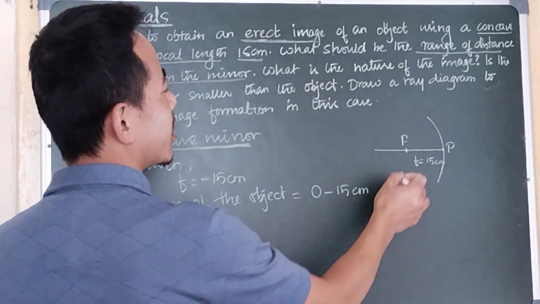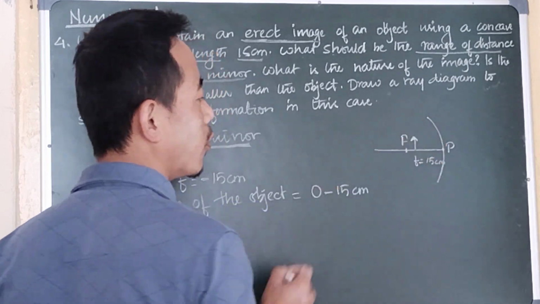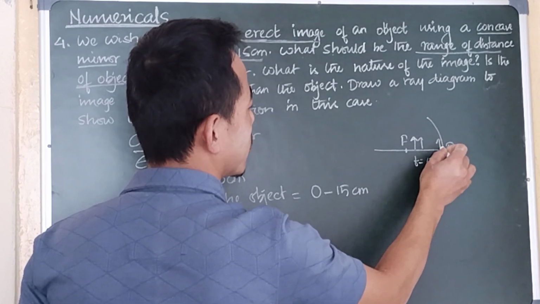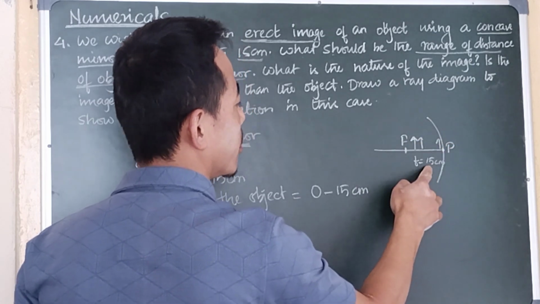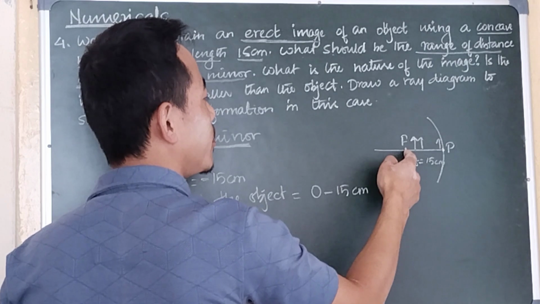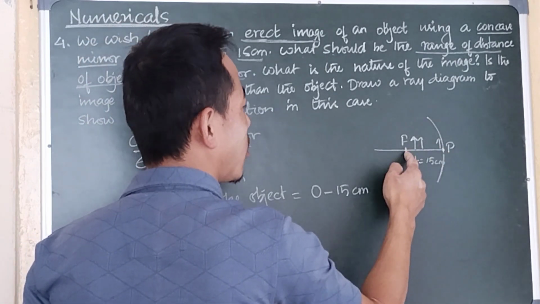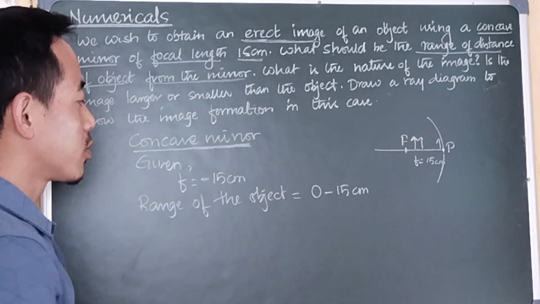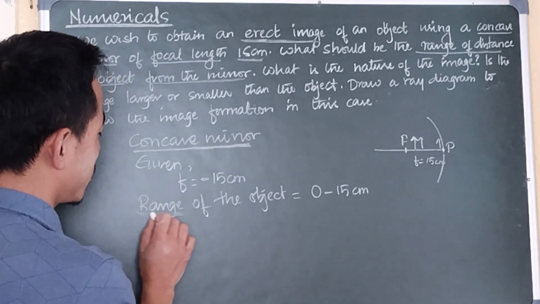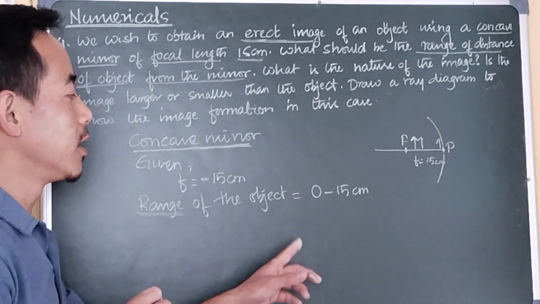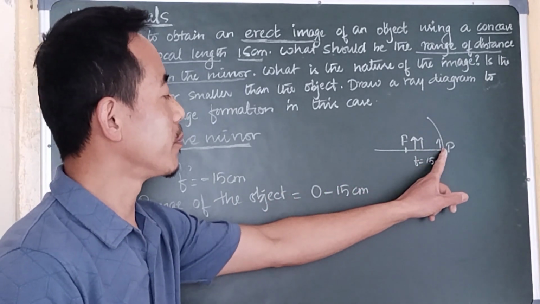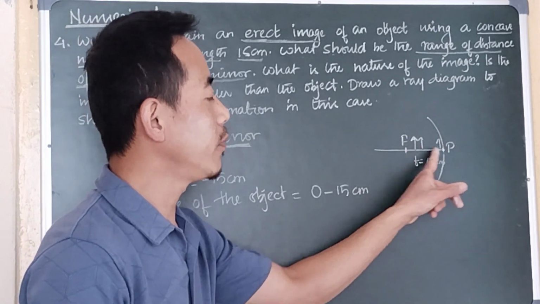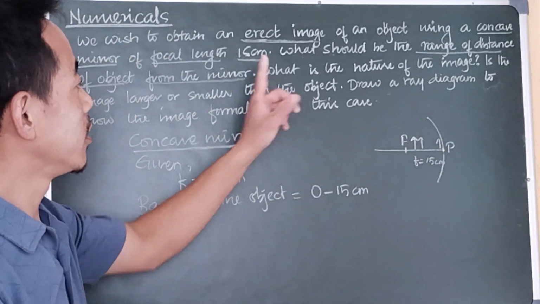If you keep an object in between these 2 points, that is pole and focus, wherever you keep it, whether you keep it here or here, at pole the distance is 0, up to this the distance is 15 centimeter. So from 0 up to 15 centimeter, in between, wherever you keep the object, image formed will always be virtual and erect. So you are asked the range from which distance to which distance the object should be placed. So the range has to be from 0, that is from pole, up to focus. From 0 to 15 centimeter, in between, anywhere you can keep the object. So that is the first question.